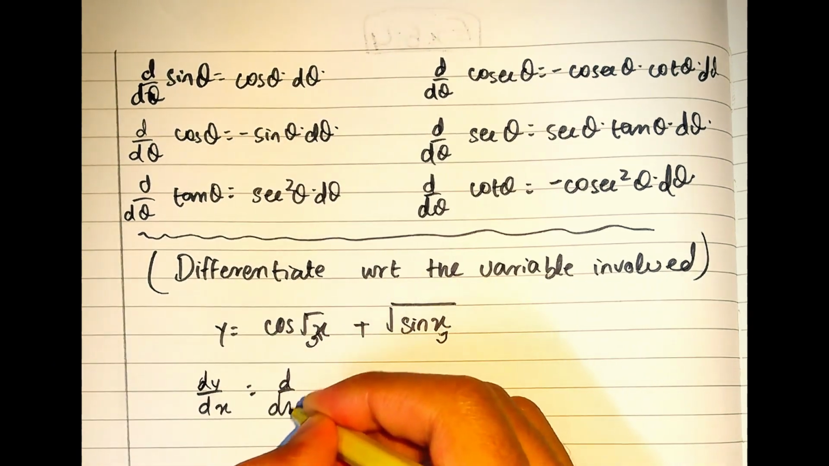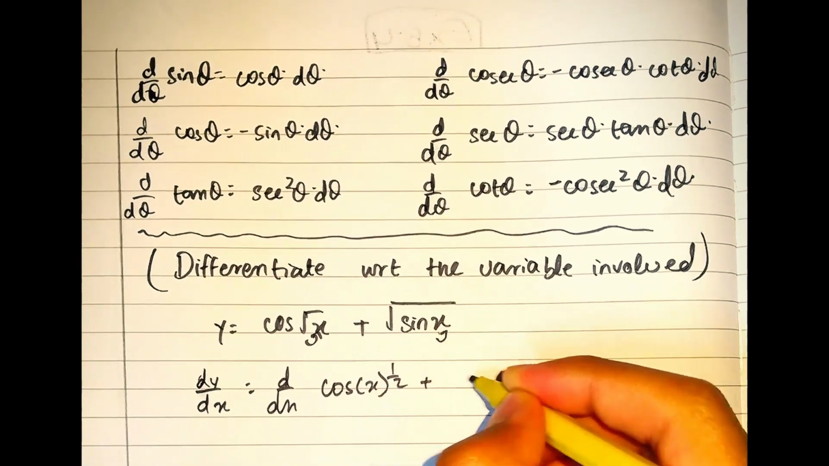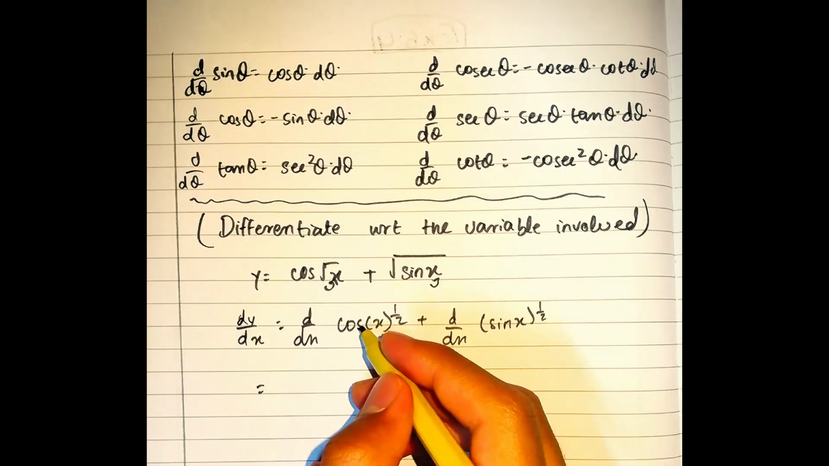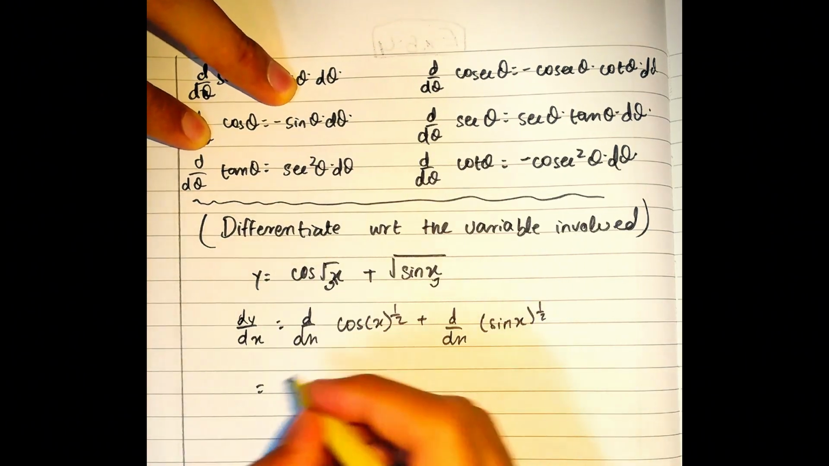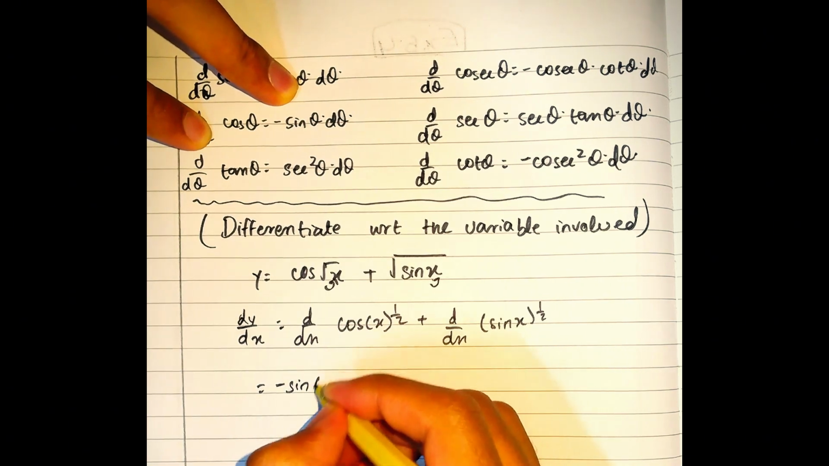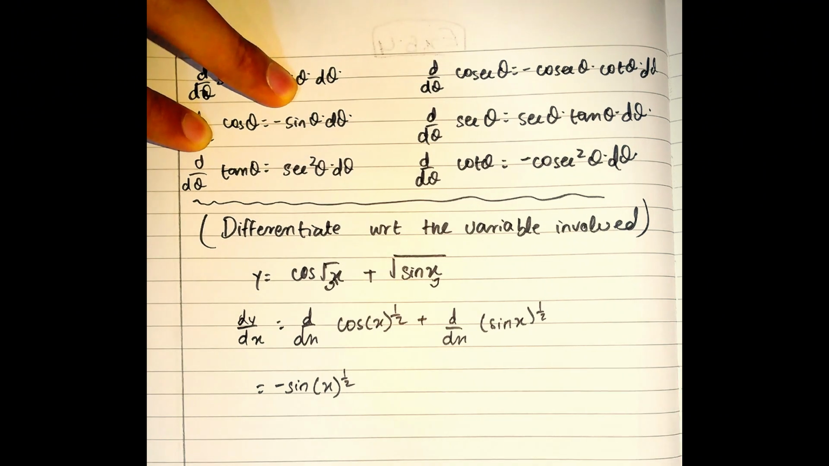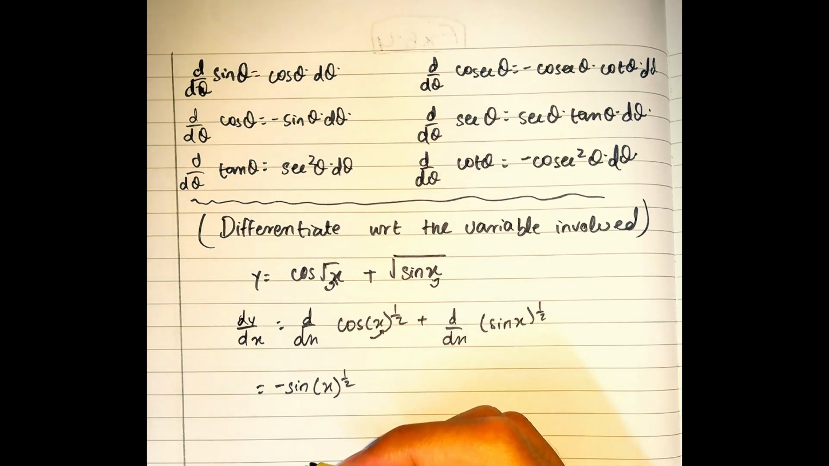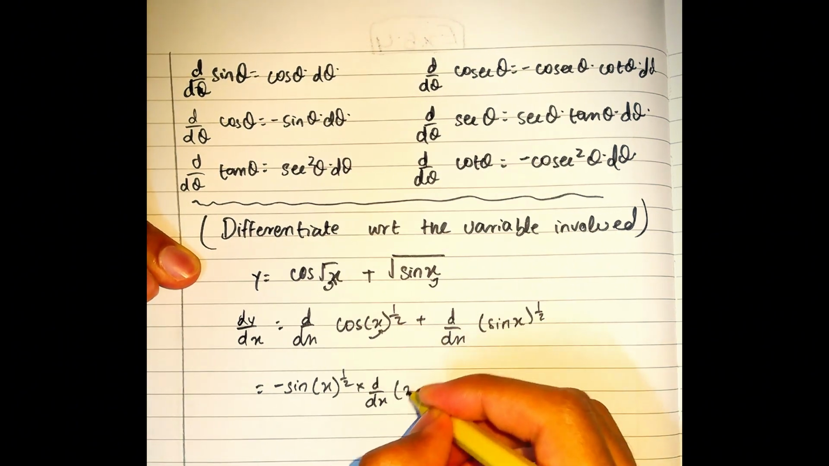So d by dx cos root x, I can write it as x power 1 by 2, plus d by dx sine x power 1 by 2. The derivative of cos is actually negative sine, right? So I can write negative sine x power 1 by 2. And the derivative of the angle, now what is the angle? This thing right over here, x power 1 by 2. Okay, so I have to take the derivative of d by dx x power 1 by 2.